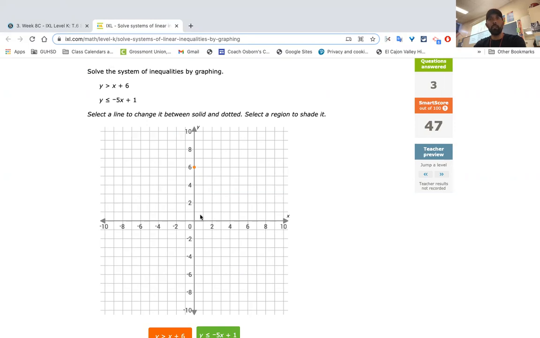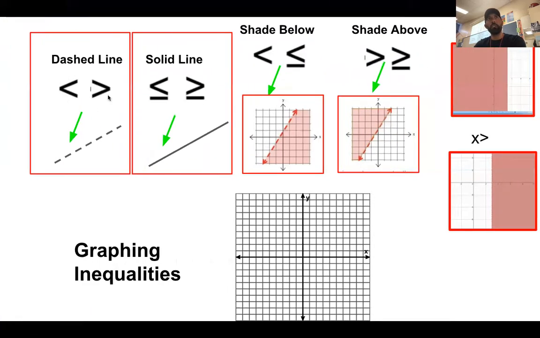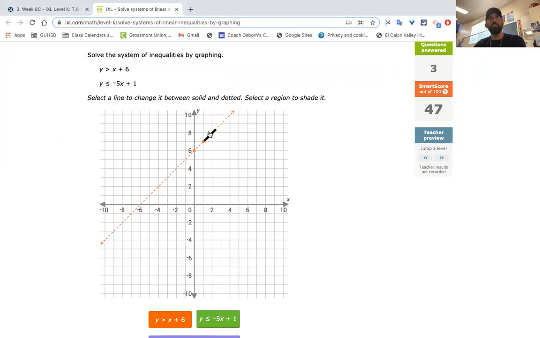All right, turn that off. All right, and then we need another point. So we go up 1, right 1. And it's dashed, because remember that it's not equal to, so it's dashed.